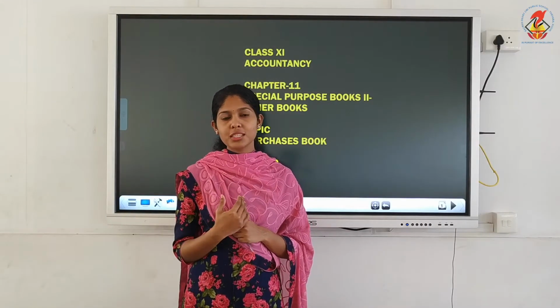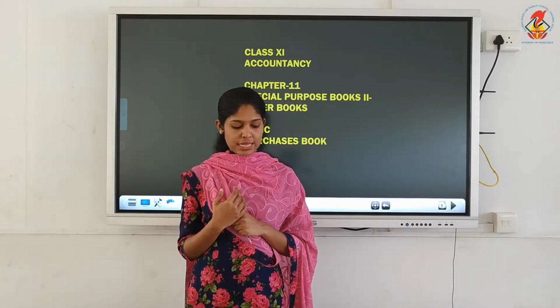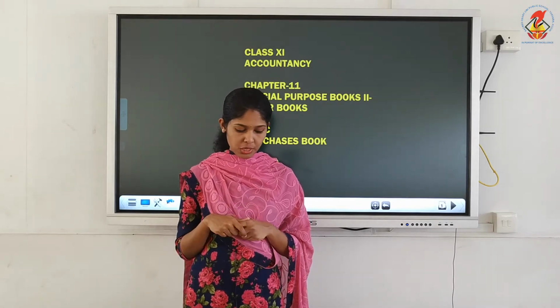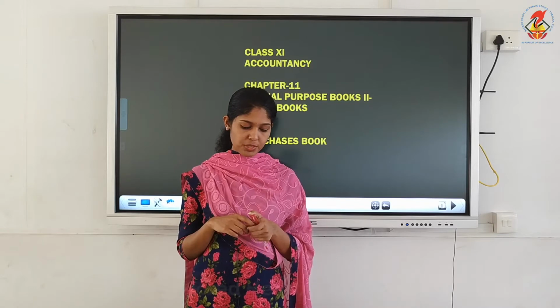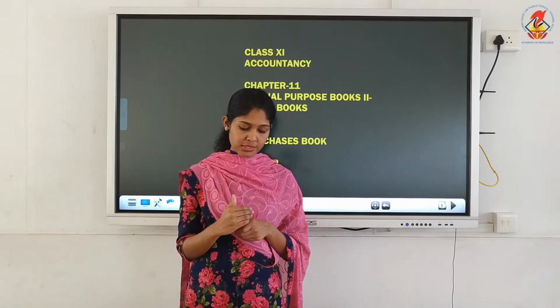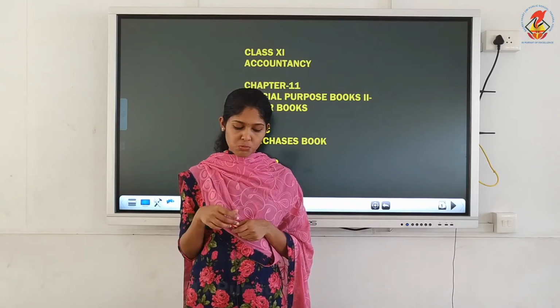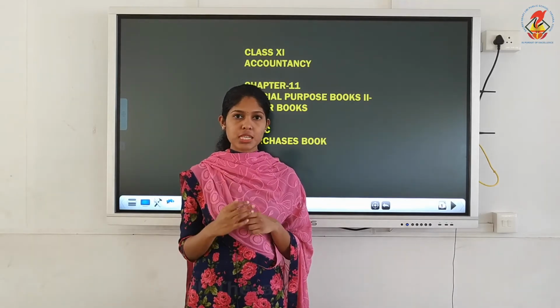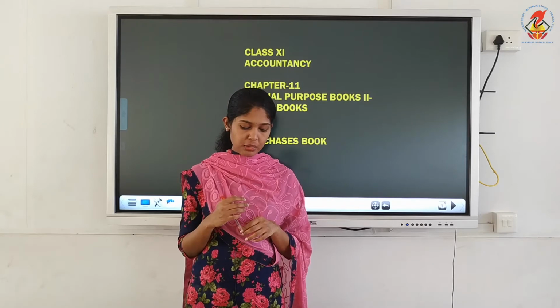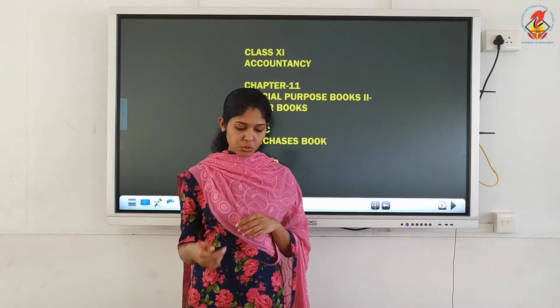We'll continue that purchases book. Illustration 2 we'll work out now. The question is from the following transactions, enter them in the purchases book of Messrs. Bhaskar Brothers. That means your firm's name is Bhaskar Brothers, Mumbai. The purchases book we are going to do.